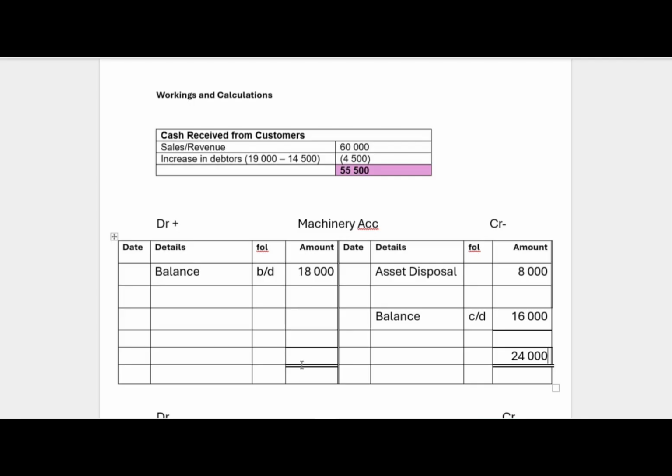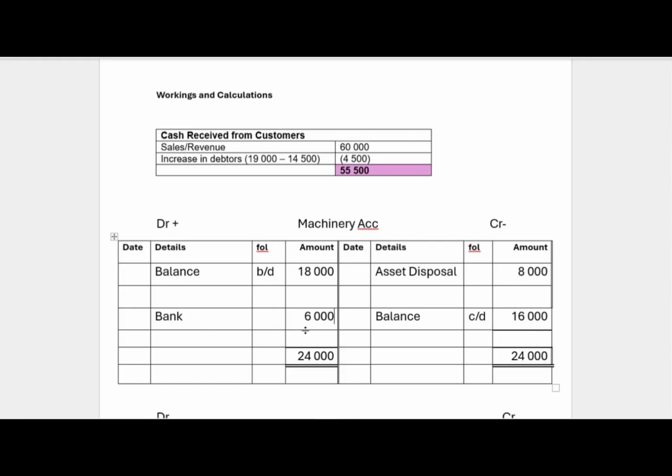Even on the other side, our total is 24,000. And then you're going to say 24,000 minus 18,000. You are going to get the cost price of the new machine. Then you're going to say bank. 24,000 less 18,000, I get 6,000. That means we sold a machine that cost 8,000 and we replaced it with a machine that cost 6,000. I hope you guys are still following.